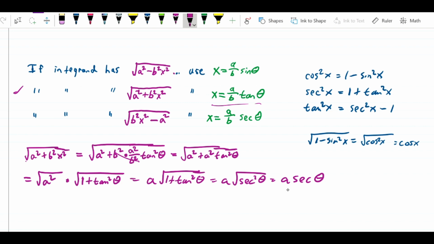So that's the reason that this works. We're just trying to get one of these three expressions to appear under the square root sign by making an appropriate substitution. So with that said, the rule that you want to follow is if you see constant minus b squared x squared, then you use a sine type of substitution. If you see constant plus b squared x squared, then you use a tangent type substitution, and if you see b squared x squared minus the constant, then you use a secant type substitution. So we'll do examples of those in future examples.